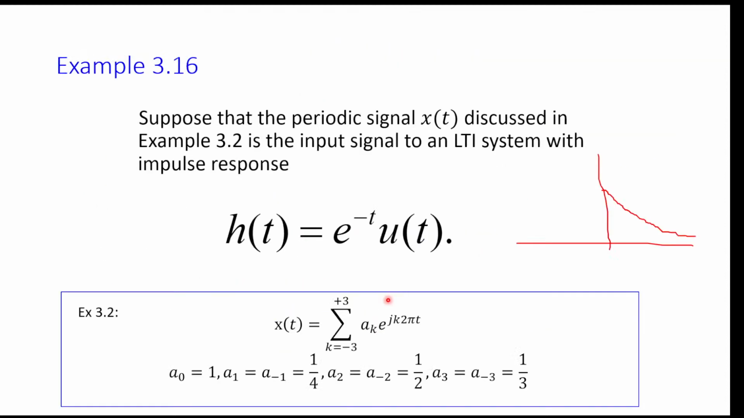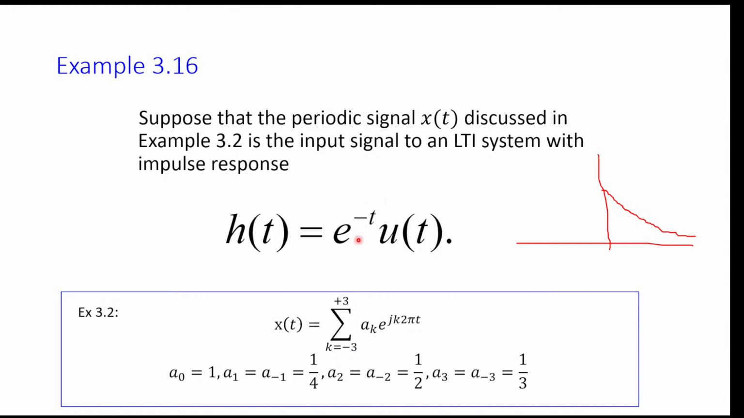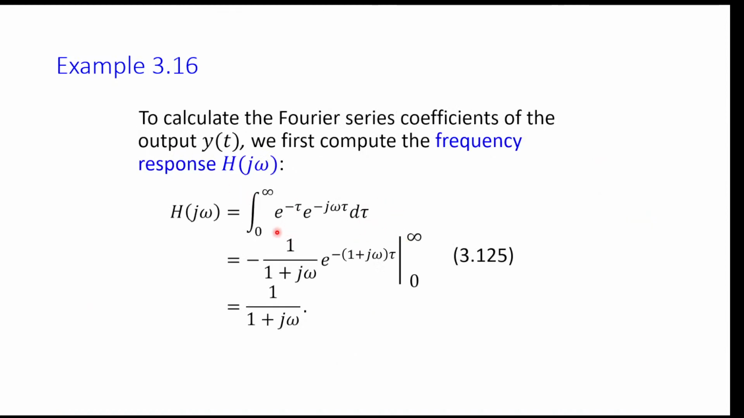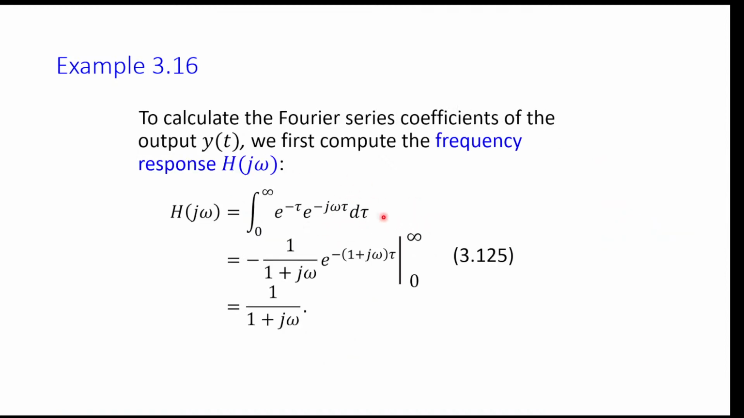Okay, so let's calculate this H of j omega, the integral of small h of t. So this is e to the minus t times u of t, which just changes your interval of integration. Instead of from minus infinity, it's cut off at 0 because of this u of t, and e to the minus j omega t dt. And for some reason, instead of dt we have d tau here. So e to the minus tau, e to the minus j omega tau d tau. But t and tau are dummy variables, so it doesn't matter. Okay, so anyway, this is the integral you can do.